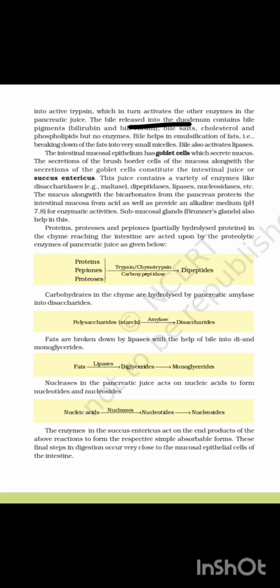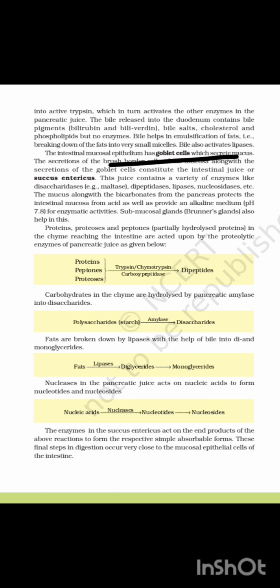The bile released into the duodenum contains bile pigments, bilirubin and biliverdin, bile salts, cholesterol and phospholipids, but no enzymes. Bile helps in emulsification of fats, breaking them down into very small micelles. Bile also activates lipase. The intestinal mucosal epithelium has goblet cells which secrete mucus.